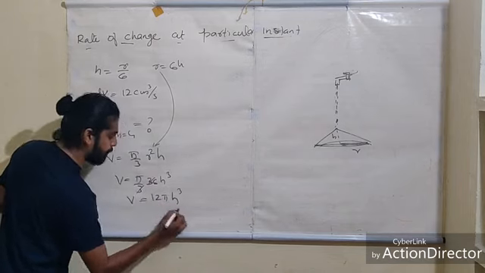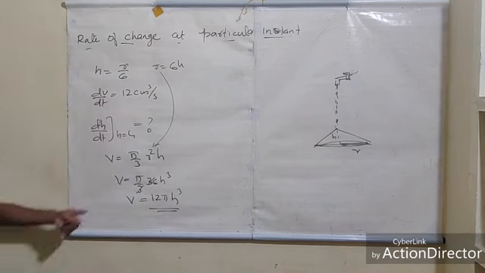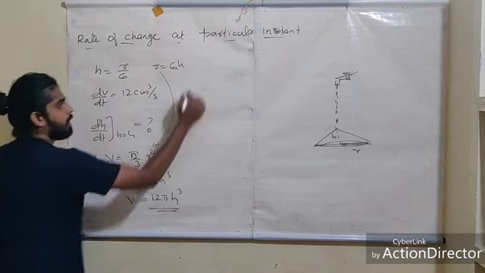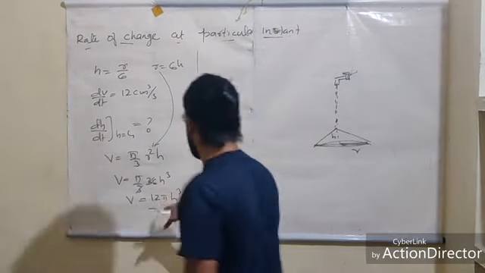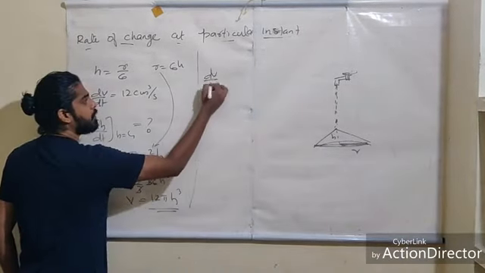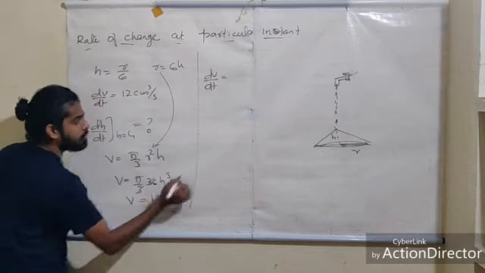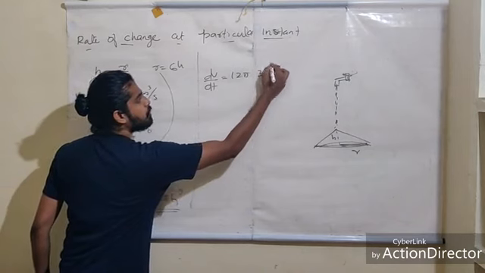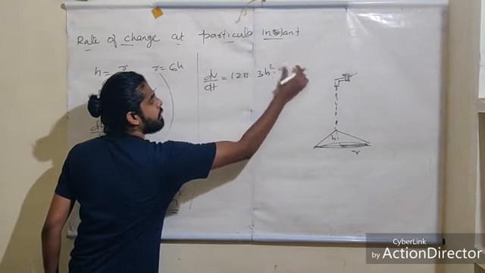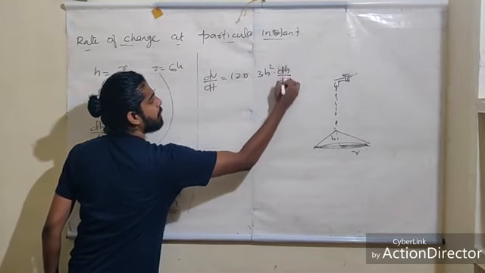This is the volume. So dv by dt, which means the rate of change of volume with respect to time. Let's differentiate it with respect to time. So 12 pi is constant. The derivative of h cube will be 3h square into dh by dt.